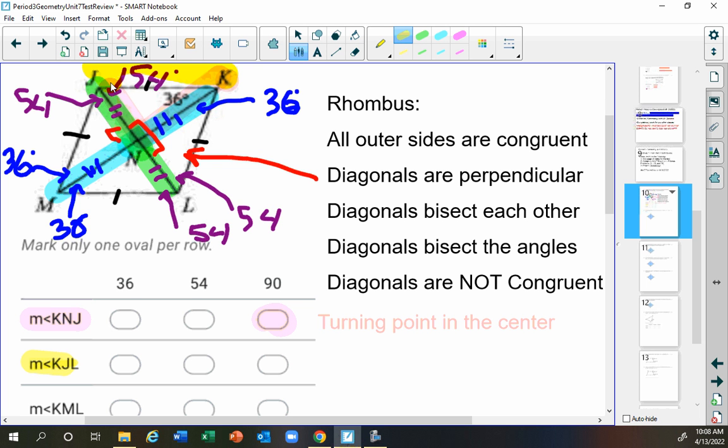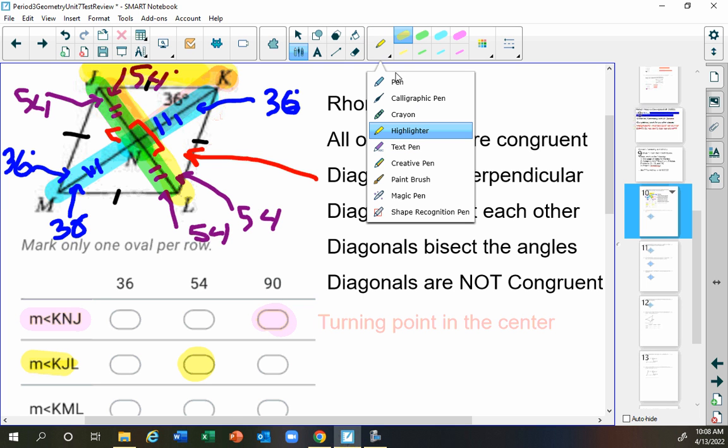So think about it like a road map. The first letter is your starting point. The second is your turning. Last is your end. So how many degrees was this angle where we made our turn? How many degrees is this? From K to J down to L. How many degrees? What's this number right here? 54. That's a 54-degree angle right there.